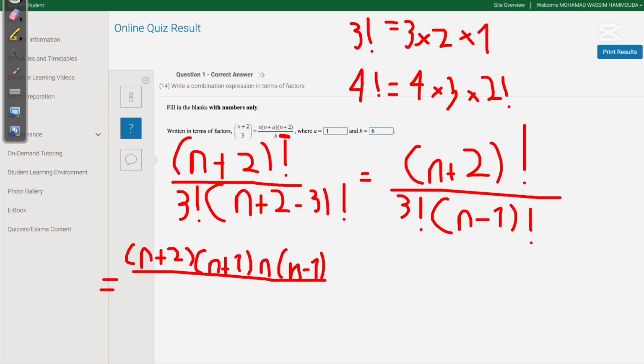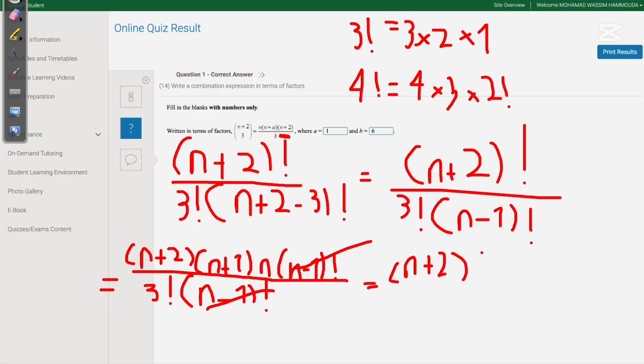So it would be (n+2)(n+1)n times (n-1) factorial over 3 factorial times (n-1) factorial. We cancel out (n-1) factorial up and down. Now that would leave us with (n+2) times (n+1) times n over 3 factorial, which is 3 times 2 times 1, which is 6. So here they want a, which is 1, and b, which is the denominator, which is 6.